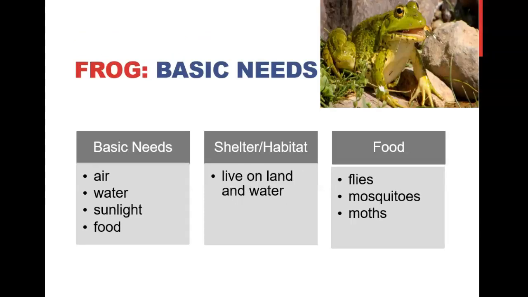Okay, and we're going to go ahead and compare the frog really quick to the turtle because they seem like similar type animals, and you think they may have some similar characteristics. Let's go ahead and look at the basic needs. They need air, water, sunlight, food, shelter, and habitat. They live on land and water, so frogs live on the land and the water, and they eat flies, mosquitoes, and moths. In contrast to the turtle, the frog is a carnivore, which means it just eats animals. You see it doesn't eat the plants like turtles do.